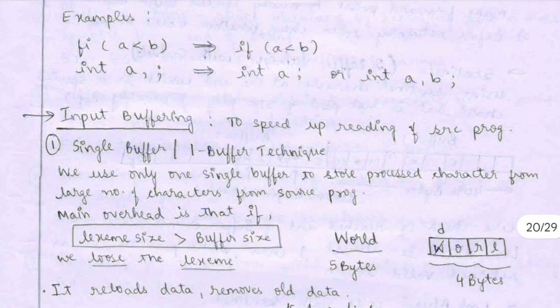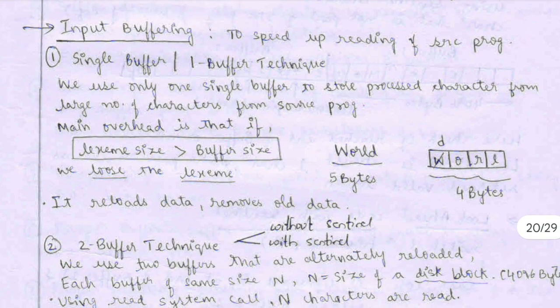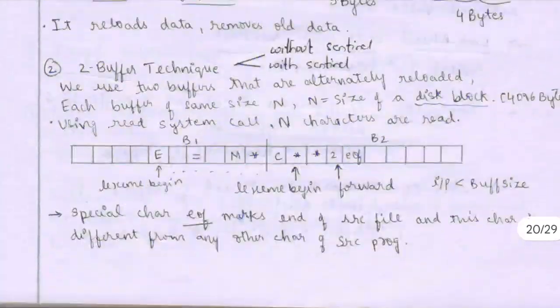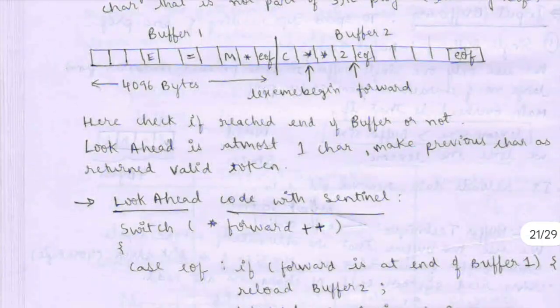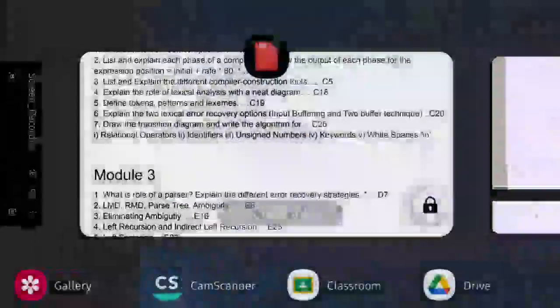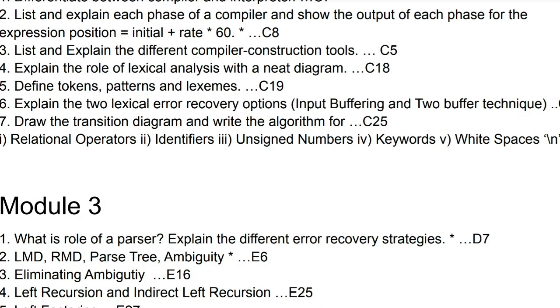So in doing these four things, we can use the technique which is input buffering. In that there are the single buffer technique and the two buffer technique. Okay. In the two buffer technique also there are two types, without sentinel and with sentinel. So I have to explain each of these concepts in detail. Okay. So there is a program also for that. You need not write the program, just the theory part will be sufficient for you.